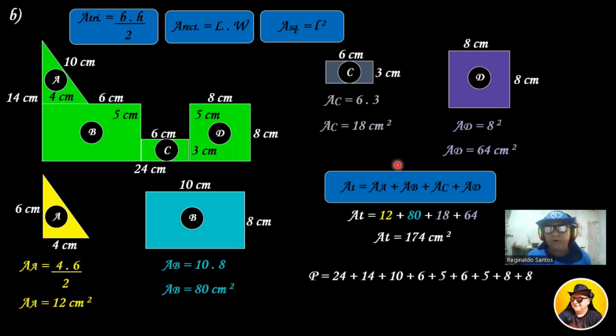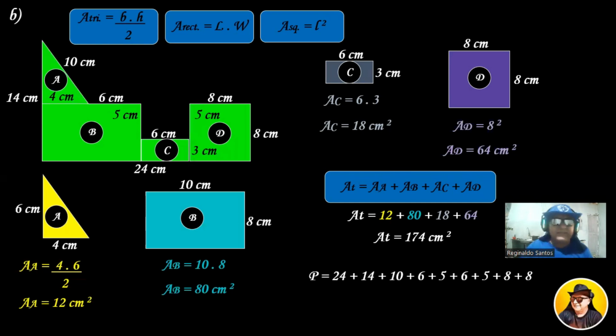Okay, and the perimeter of it. So the perimeter is going to be 24 plus 14 plus 10 plus 6 plus 5 plus 6 plus 5 plus 8 plus 8. Let's go around it. 24 plus 14 plus 10 plus 6 plus 5 plus 6 plus 5 again plus 8 and plus 8. Okay, so doing this sum, we find that the perimeter of the irregular shape is 86 centimeters. Okay, so question B is already done.